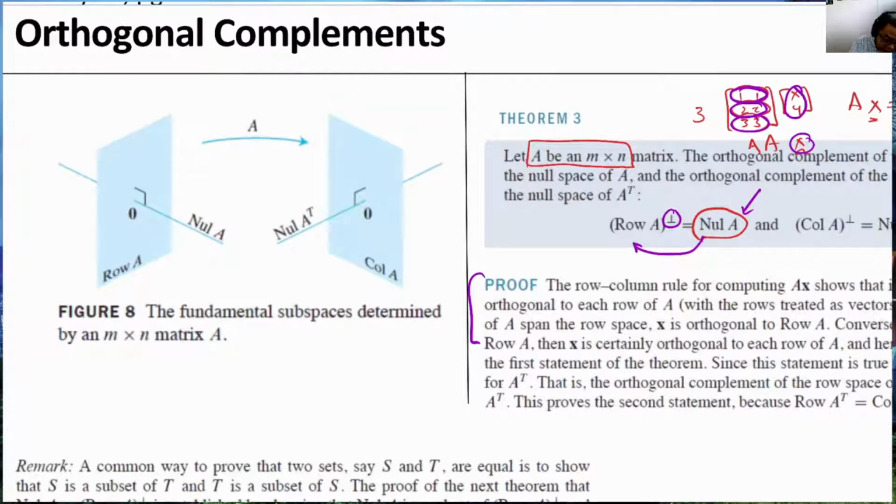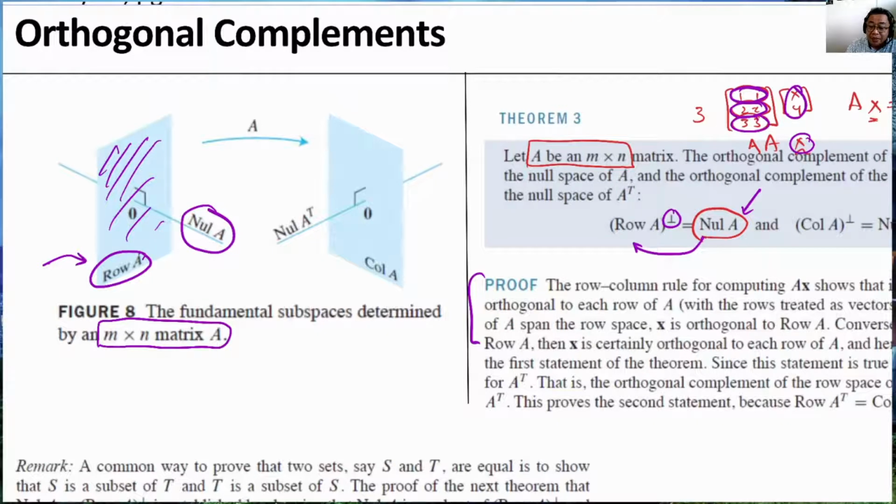Pictorially, it looks like this. If we see this as the row space of an m by n matrix A, its row space A perp, the perpendicular space to the row space of A, is the null space of A. And if you perform a transformation, so here we perform a transformation, and now we draw the column space of A, its perpendicular space is the null space of A transpose.